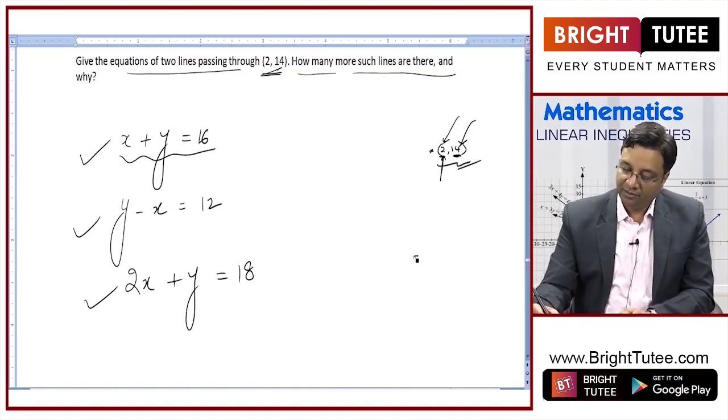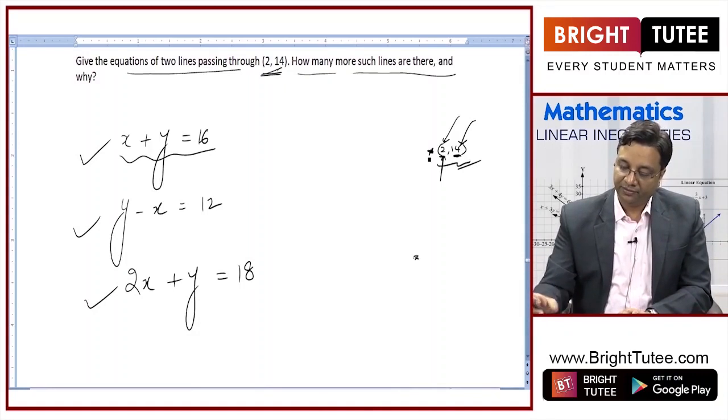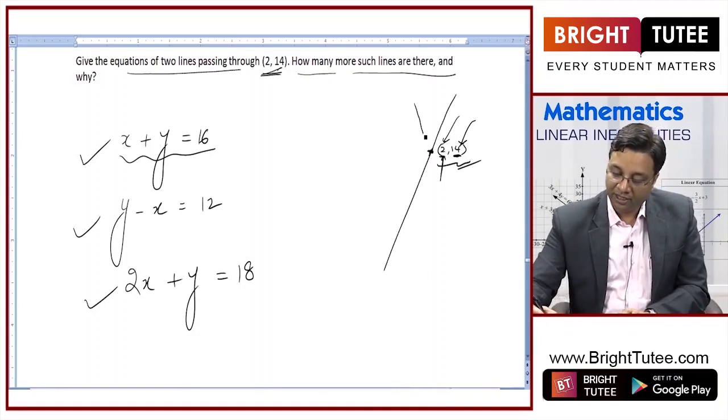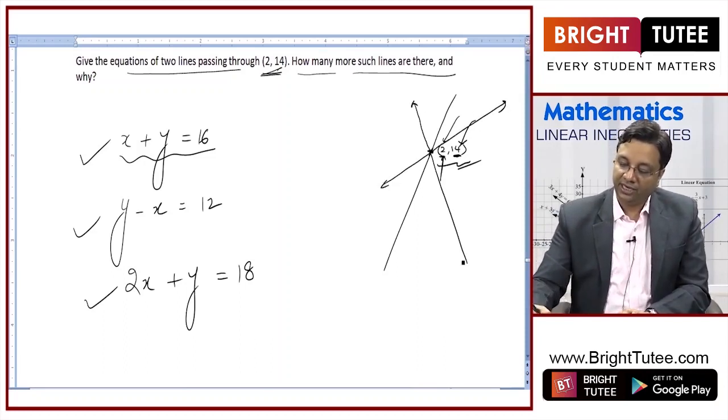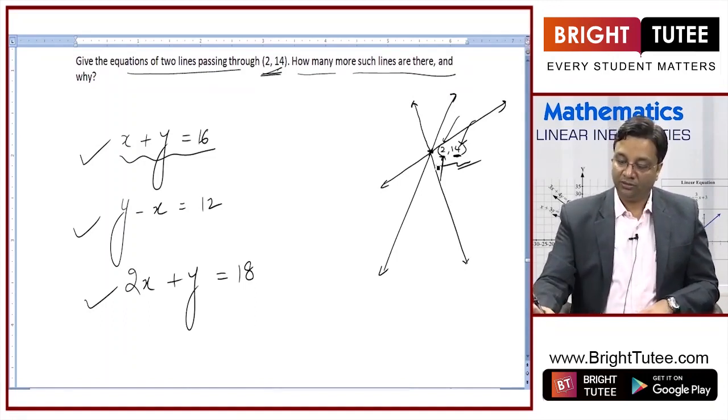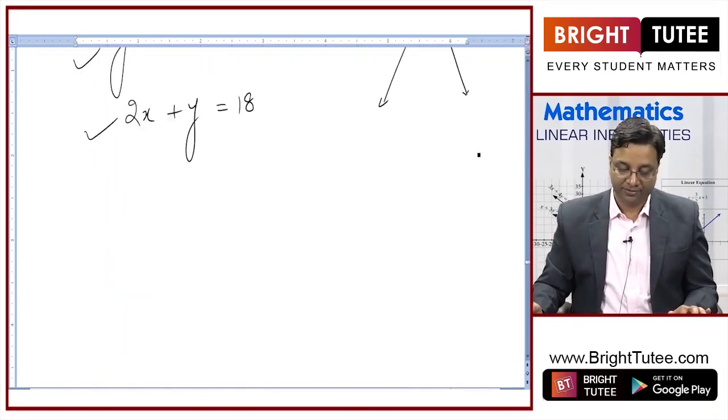This is a single point, this one, right? And you know there are infinite lines that can pass through this point. So you can write as many equations as you want corresponding to this point, right?